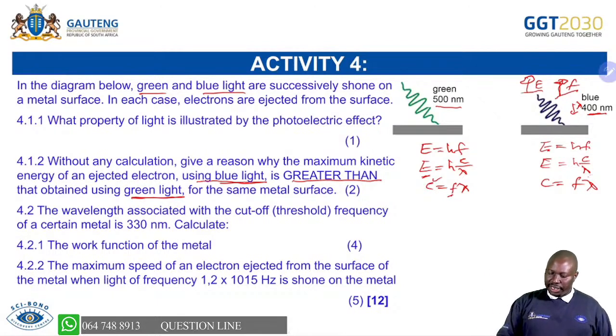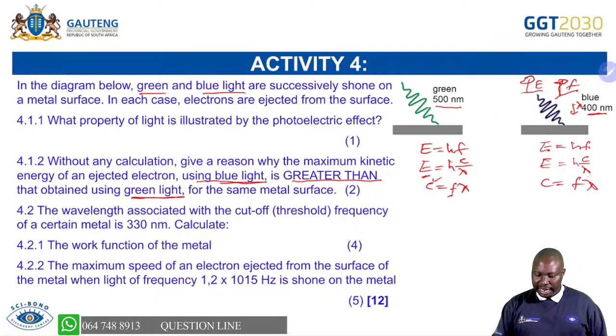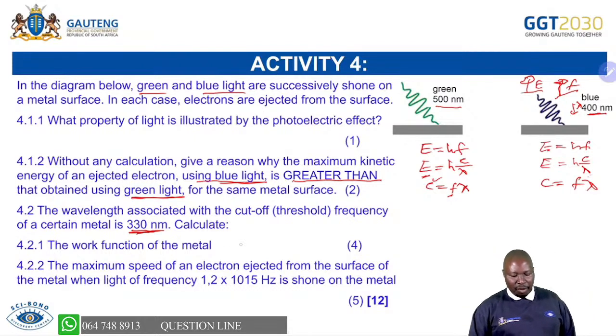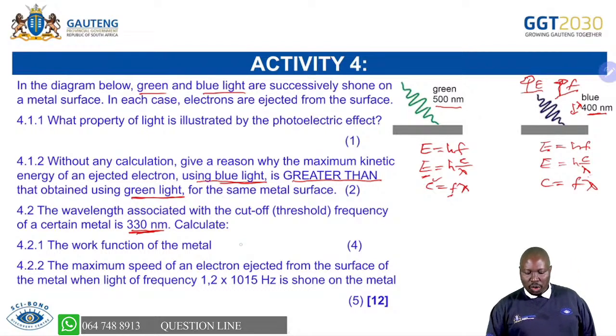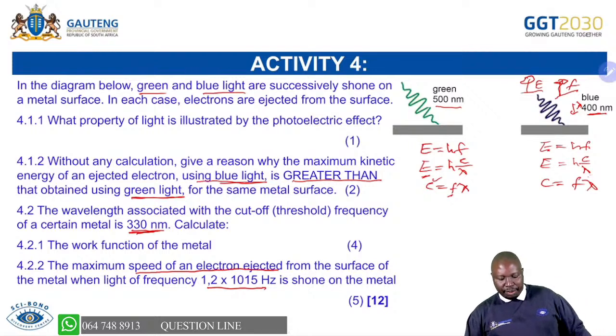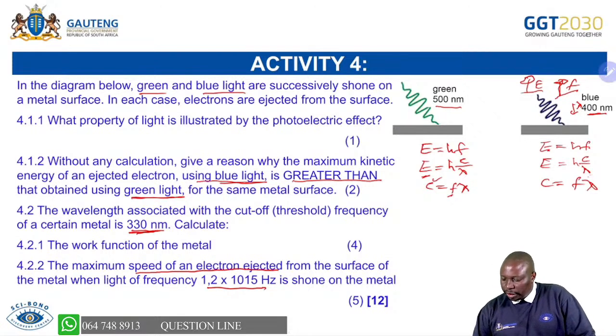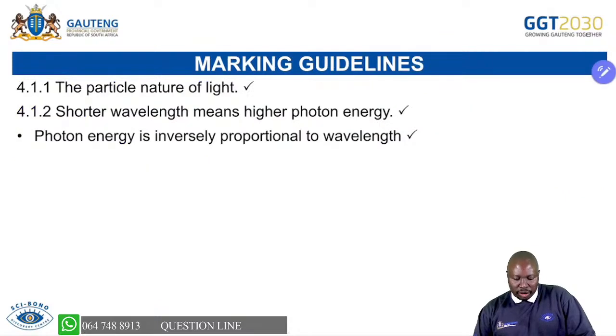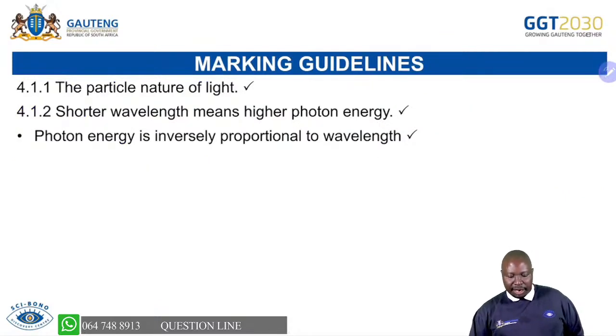The wavelength associated with the cutoff or threshold frequency of a certain metal is 330 nanometers. So you are given 330 nanometers as the wavelength. Calculate the work function of that particular metal. And then for 4.2.2, we're saying calculate the maximum speed of an electron ejected from the metal surface when light of frequency 1,2 times 10 to the power of 15 is shone onto that particular metal. So you are able to do your calculations and then be able to answer the question.